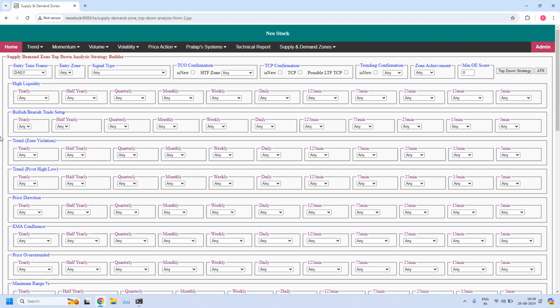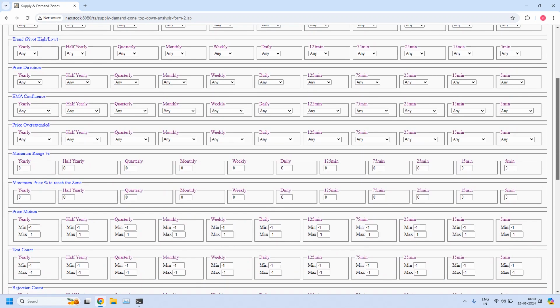First, let's start with monthly income trade bullish trade setup. Entry time frame is daily. Entry zone is demand zone for bullish trade setup, and also in bullish or bearish trade setup and daily time frame I'm selecting bullish, and also daily demand zone should not be pierced.